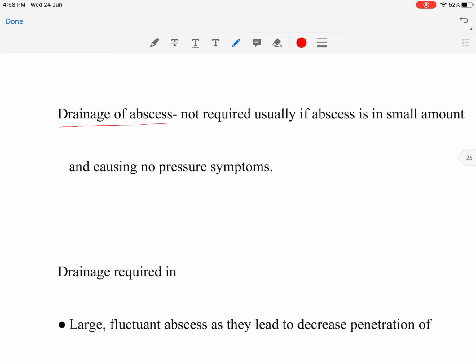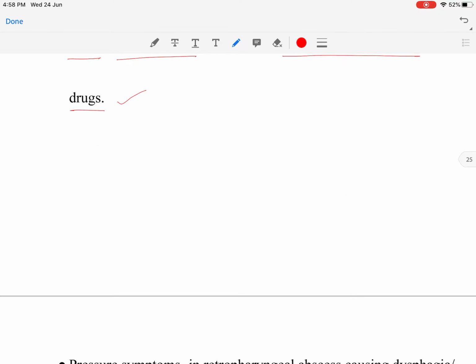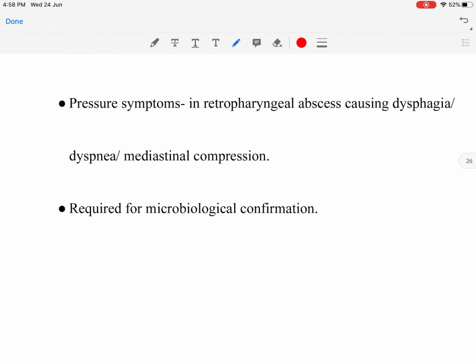So normally the drainage of abscess is not required, because usually these abscesses are in a small amount and they are causing no pressure symptoms. But in some instances this drainage is required if it is a large and fluctuant abscess, because they decrease the penetration of the drugs into it, and if it is causing any pressure symptoms. Like in retropharyngeal abscess, they can lead to dysphagia, dyspnea and mediastinal compression.